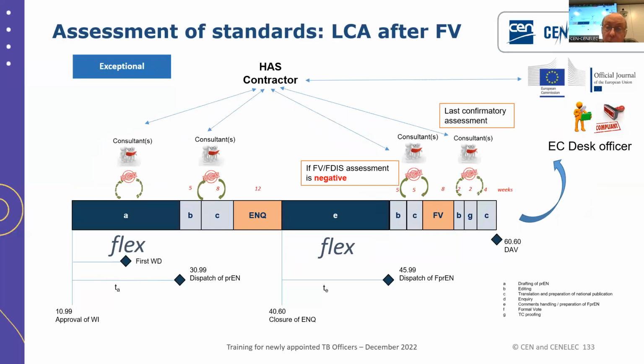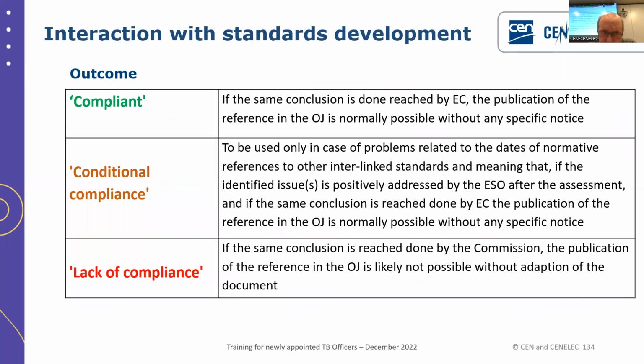There is, of course, another possibility, which is that you ask for the last conformity assessment after the formal vote. But then, of course, if you get a surprise, you will need to have some corrective actions through amendment or something like that. So from my perspective, it's not so interesting to do this, but there can be cases where it is necessary to follow this path.